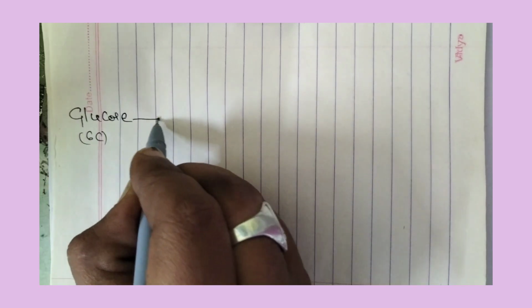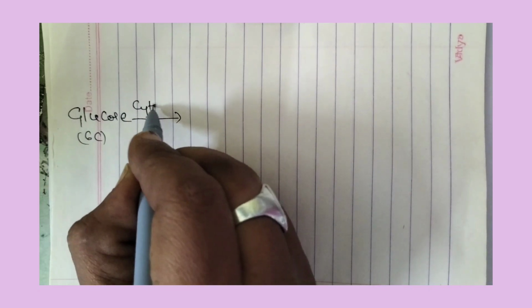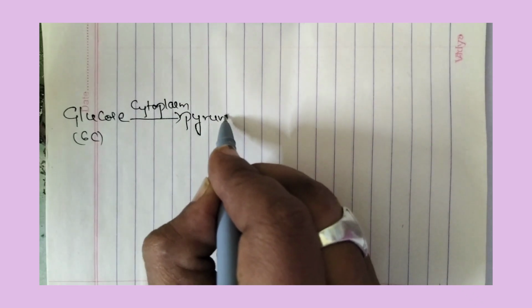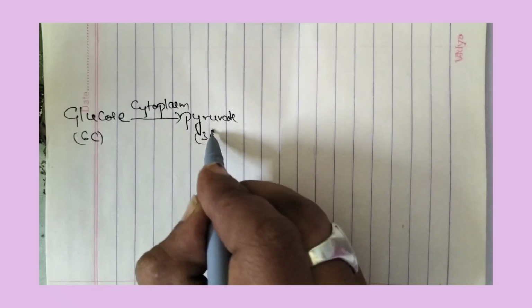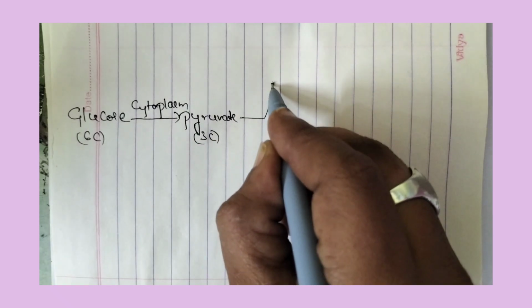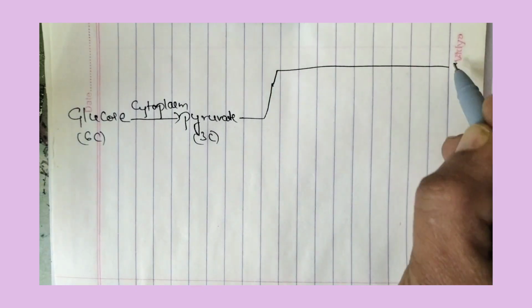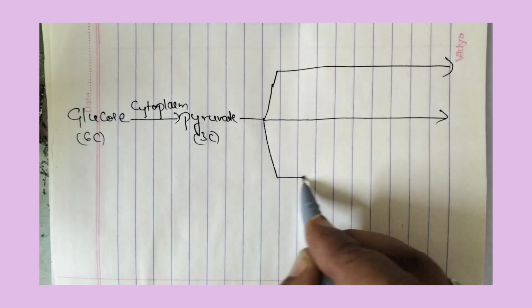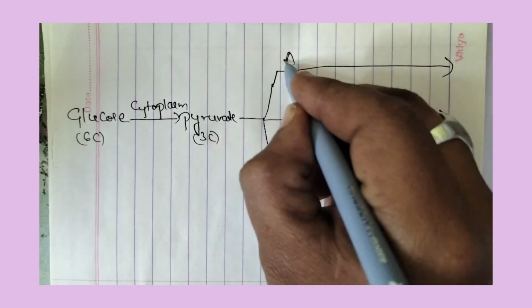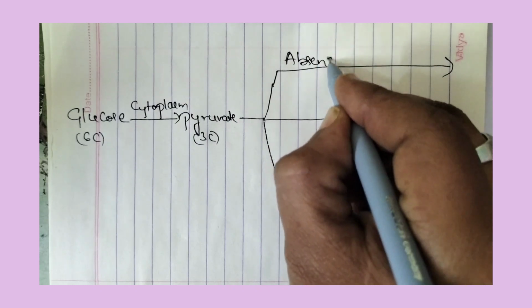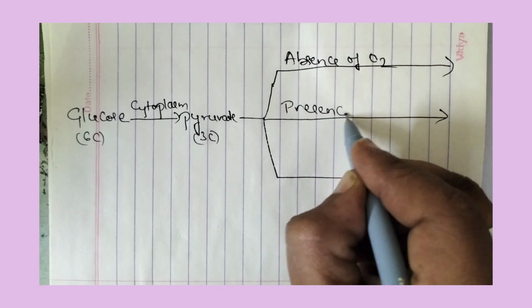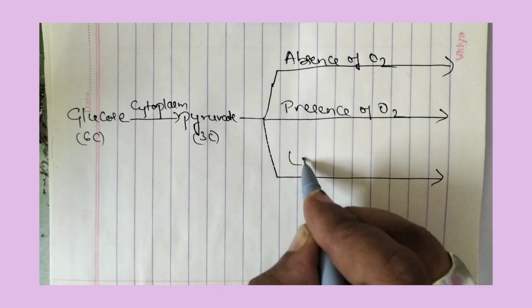Glucose, which is a 6 carbon compound, is converted in the cytoplasm of a cell into a 3 carbon compound called pyruvate. This pyruvate, in absence of oxygen, in presence of oxygen, and in lack of oxygen.